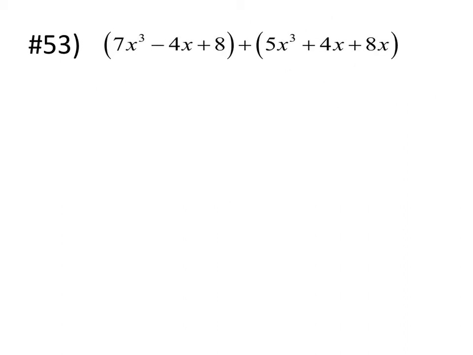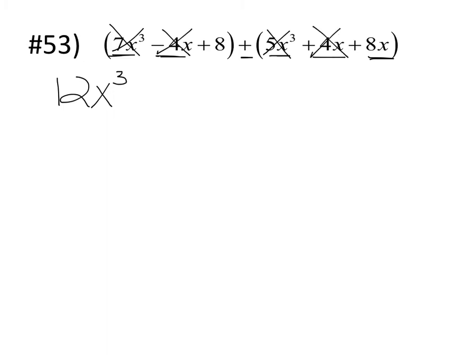Okay, because you're adding, you don't need to distribute anything, so you can just drop the parentheses. So you have 7x cubed plus 5x cubed is 12x cubed. Cross those out. Then you've got negative 4x plus 8x, all like terms. The negative 4x and the 4x actually cancel each other out. So you're just left with plus 8x, and then you're also just left with plus 8.